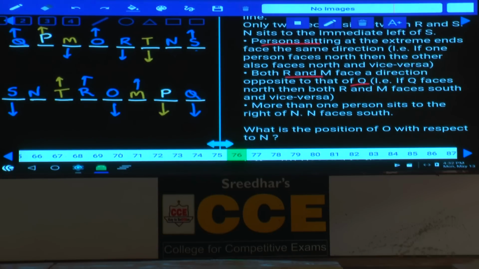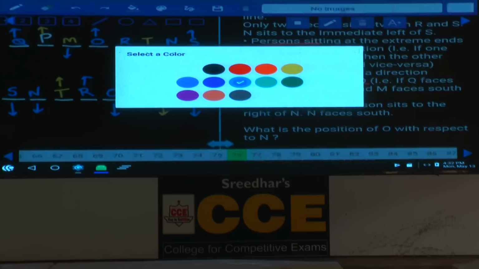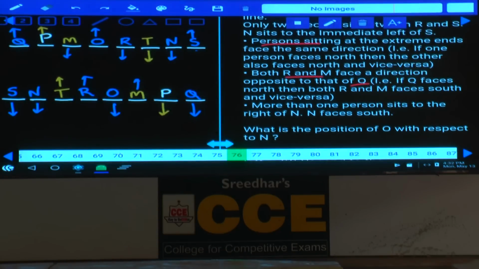R and M are towards north, and more than one person sits to the right of N. N is facing south. N is facing south, here also N is facing south. Now in the first case, more than one person sits to the right of N. Now tell me how many persons are there to the right hand side of N? 1, 2, 3, 4, 5, 6. All these 6 persons are to the right hand side of N. Hence more than one person to the right hand side of N is valid.